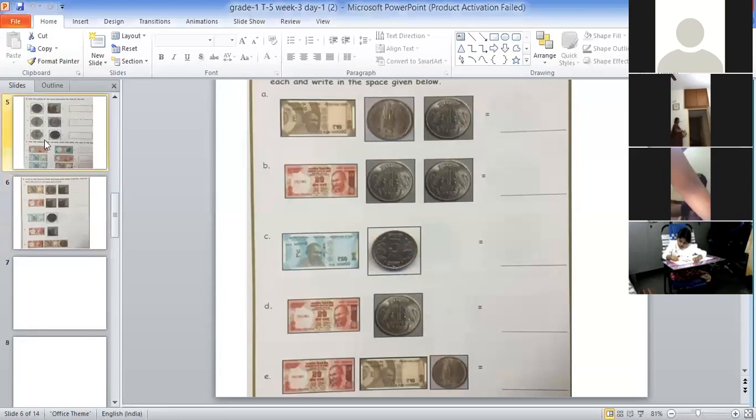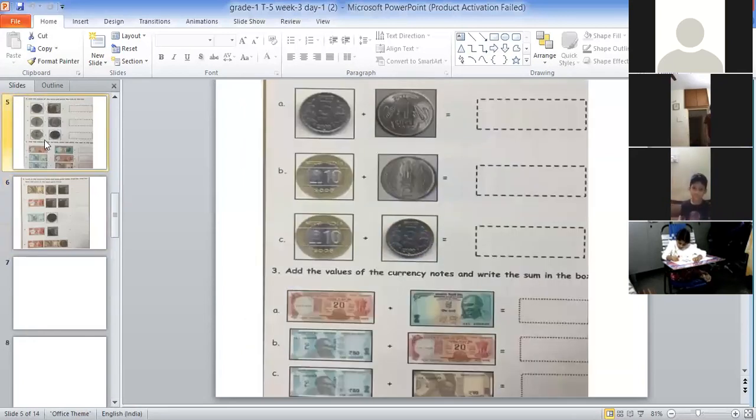I want you all to open page number 10 of your math course book. Open page number 10, write date and classwork. This is exactly same as what we did in the last question. We have to look at the currency notes and coins, and then we have to add them. We have to add the given currency.